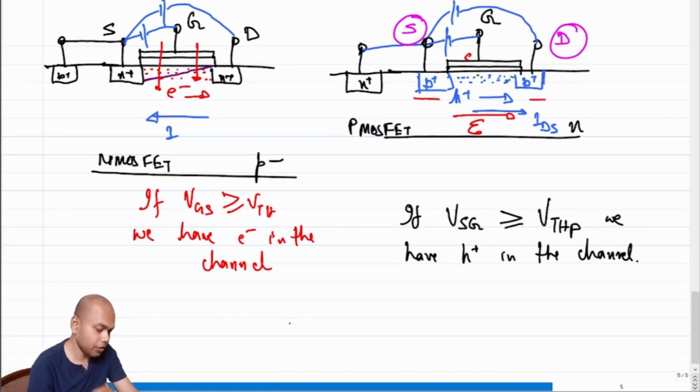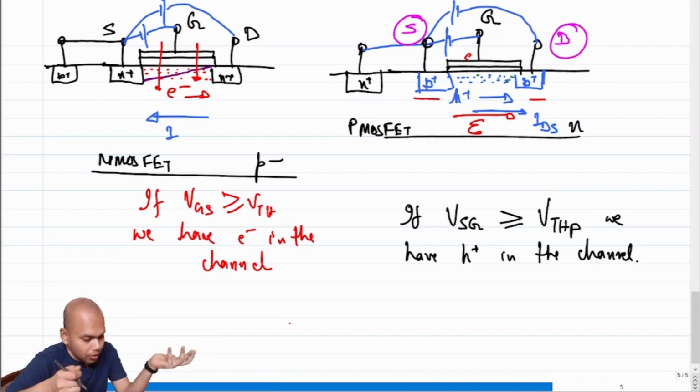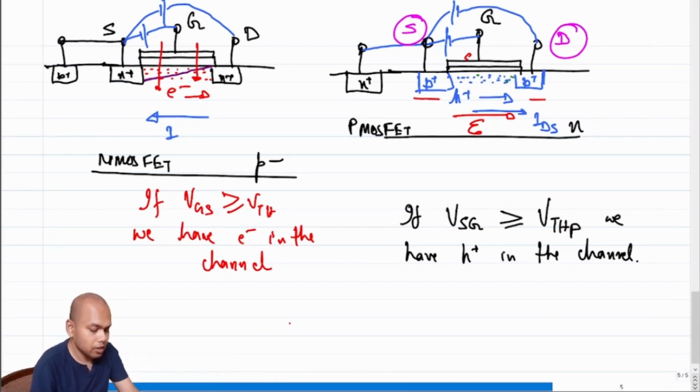And if we keep on increasing the VSD, in other words, for a fixed source voltage, if we reduce the drain voltage, or for a fixed drain voltage, if we keep on increasing the source voltage, what's going to happen? We are going to have a pinch off. Which side are we going to have a pinch off? Clearly, again, towards the drain side.